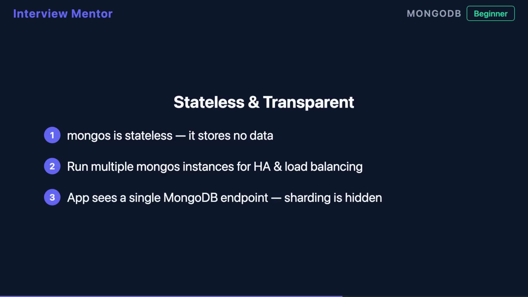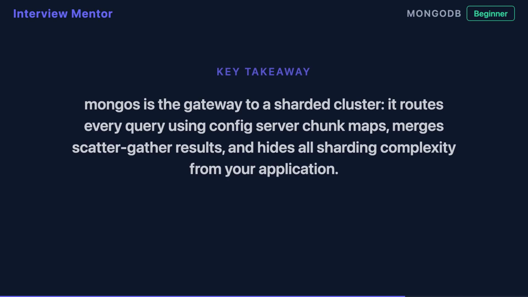Mongos is also stateless. Run multiple instances for high availability and load balancing. And to your application, it looks like a single MongoDB server, keeping all sharding complexity completely out of sight. In short, Mongos routes queries via config server chunk maps, merges scatter-gather results, and hides sharding complexity from your app.